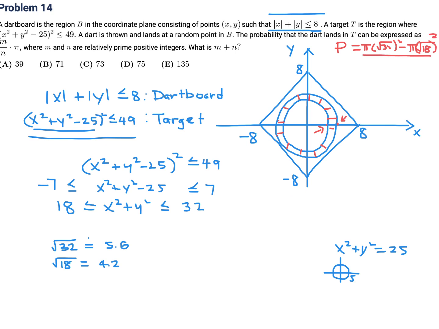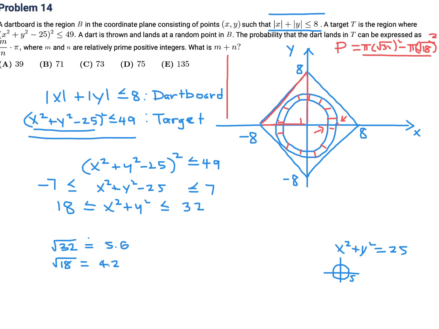And then that's over the total area. The total area is the total area of the box, and that's just going to be, what would it be? Oh, I got to figure out the side length. Okay, the side length. That shouldn't be too much of a problem.